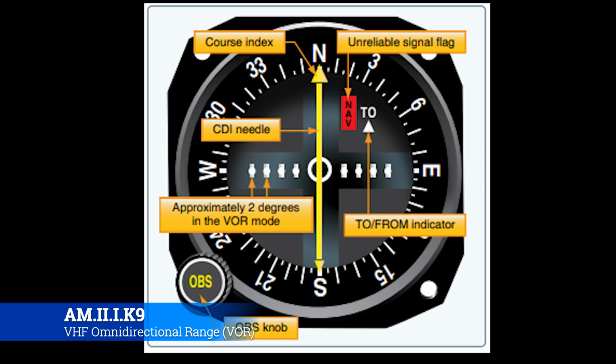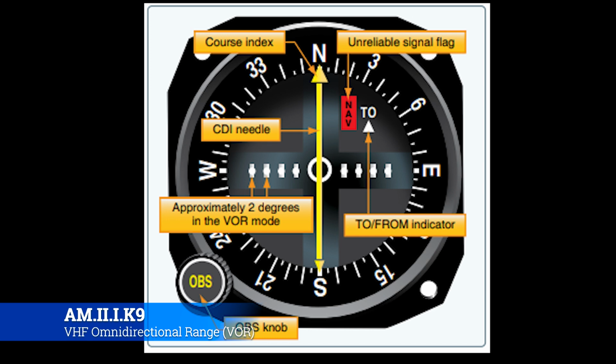Okay, then continue going around to the OBS knob. That means the omni bearing selector. It means that you can grab that thing and spin it around. That's just how you operate the display. Then the next one up is approximately 2 degrees in VOR mode. So keep in mind that if you're going to select to fly a 3-6 radial, that's what this one is indicating.